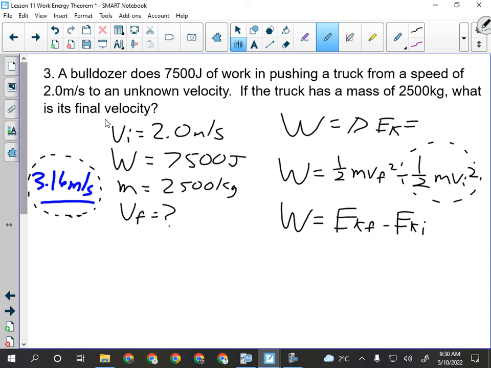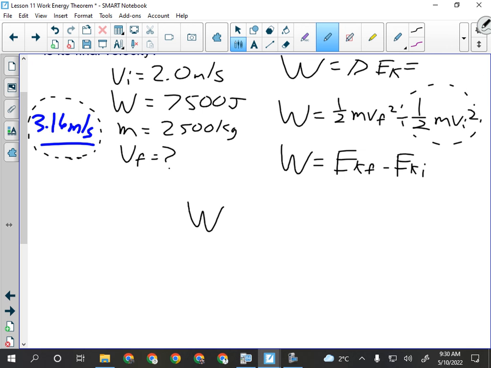Exactly. Work's a change in energy. If I add the change in energy to the initial energy, which is what I'm about to do, that should give me the final energy. Agreed? Okay, so what I'm going to be left with here is this. Work plus 1/2 mvi squared equals 1/2 mvf squared. So all I did was take the initial kinetic energy and move it to the other side. That'll help me to isolate the final velocity, vf.